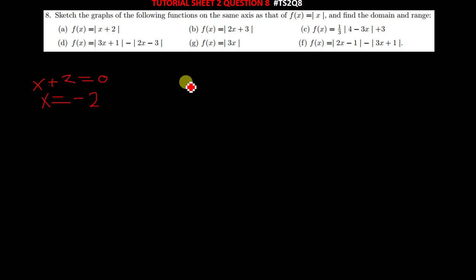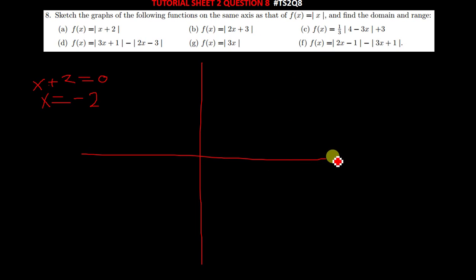So if we are to draw the graph, it's going to be like this. Make sure that you draw your XY plane properly. Okay, so this is how it's going to be. Then I'll draw my 0 there.